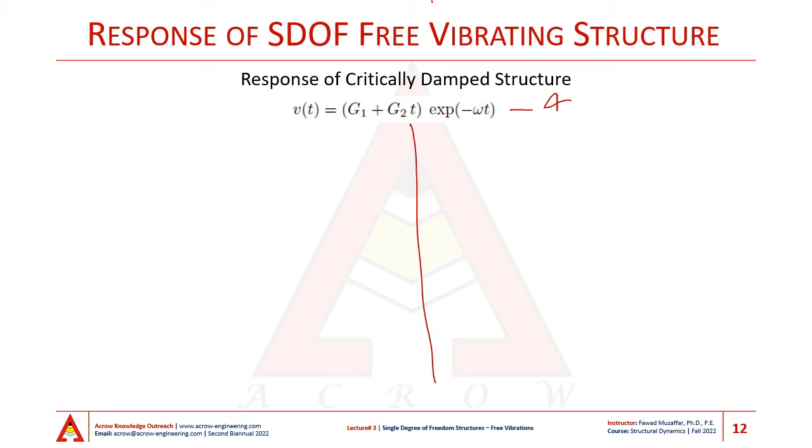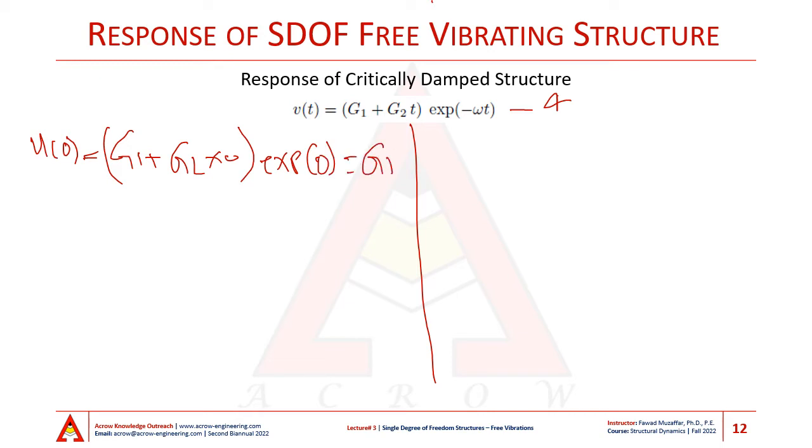So the initial displacement of the vibrating system would be u naught is equal to G1 plus G2 into 0 into exponential of 0. This is equal to G1. That means G1 is equal to u naught.